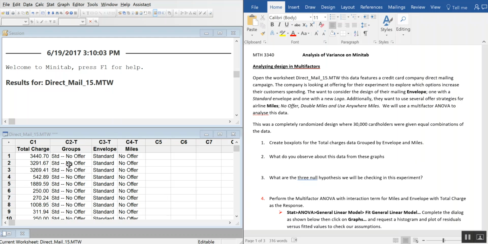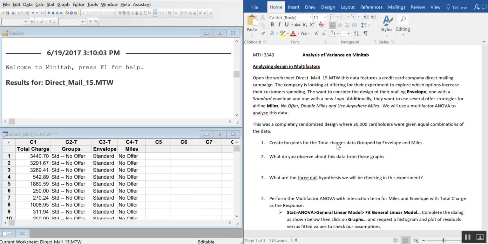And then here I have group recordings, envelopes, and miles. In miles, we have three options: no offer, double miles, or use anywhere miles. And then envelope, they were either given a standard envelope or a new logo. What we want to investigate is which of these two factors made a significant difference, or which level amongst the factors made a big difference, or was there a combination of factors that made a difference in people's spending habits?